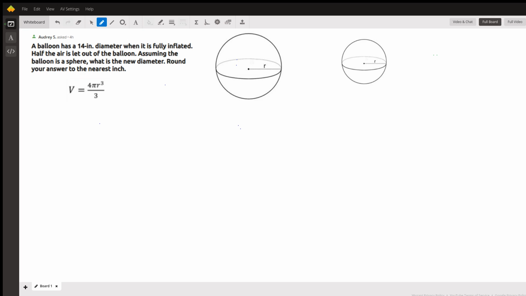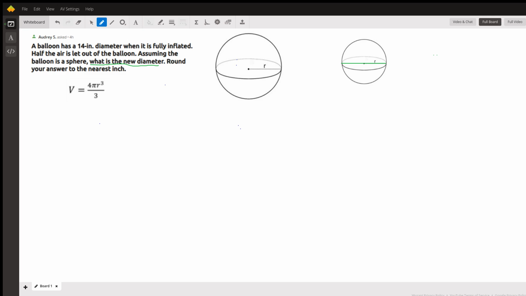Let's understand a few little concepts here. Let's think about what our final goal is. What is the new diameter? Well, we have this balloon to begin with. Half of the air is gone and it becomes this smaller balloon. Eventually we want the diameter, which means we want the length all the way across the balloon through the center. I put it in green because it starts with a G, so green for goal. That's our goal there.